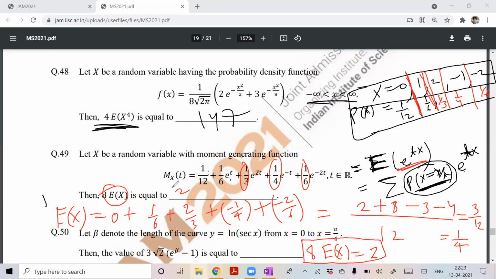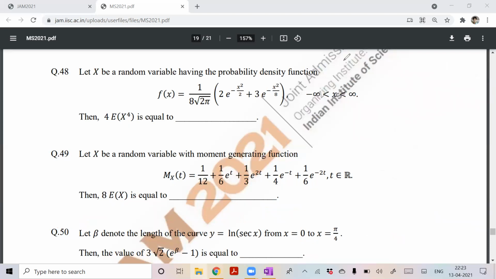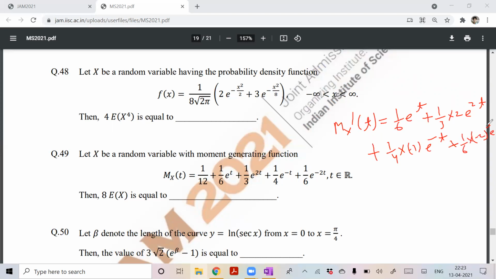The second method was just you differentiate with respect to t and put t is equal to 0. So the second method is the easier one, I think so. So in the same question, if I find M_X dash t, you differentiate it with respect to t. So first derivative is 0, second will be 1 by 6 e raised to power t. Next will be 1 by 3 into 2 e raised to power 2t, plus 1 by 4 into minus 1 e raised to power minus t, plus 1 by 6 into minus 2 e raised to power minus 2t.